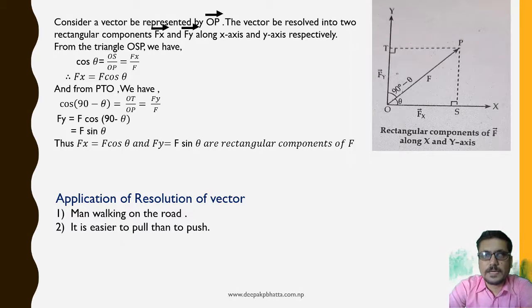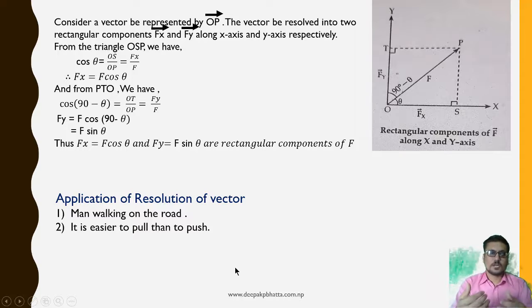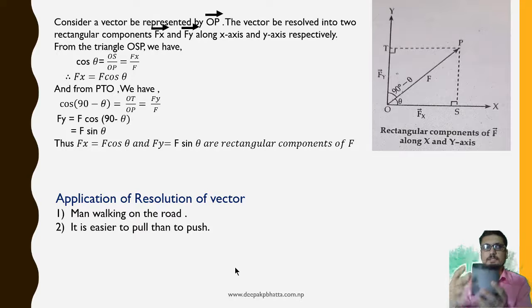Applications of resolution of a vector. What are the applications? A man walking on the road is an application of resolution of a vector. Similarly, it is easier to pull than push. Pulling is easier than pushing something. If we push, more force will be applied. If we pull, less force will be applied. That's why it is easier to pull something rather than push.